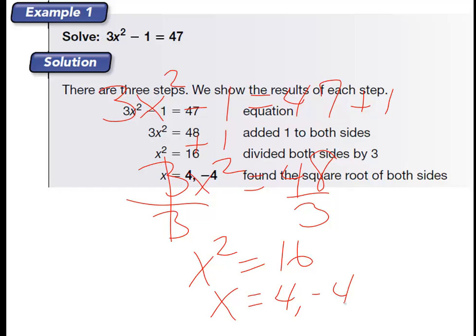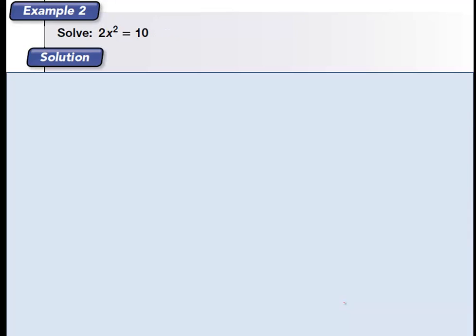Okay? All right, got the idea? Let's see if you can do it. It's the same thing, just they've added one more step in there. See if you can solve 2x squared equals 10. I'll give you a hint. This one's got a little bit of a twist at the end. You have to remember something from a prior lesson to get the answer of this one. Go ahead, pause the video and see if you can do it, and then restart it, and I'll work it with you.